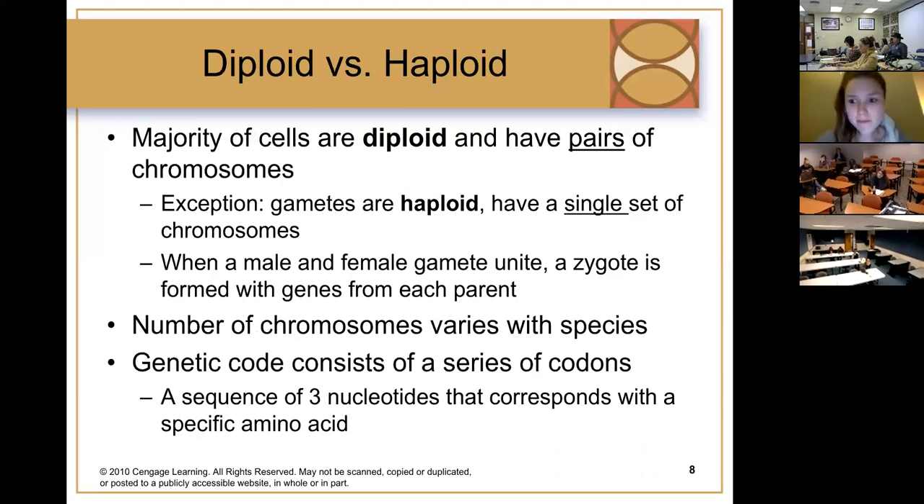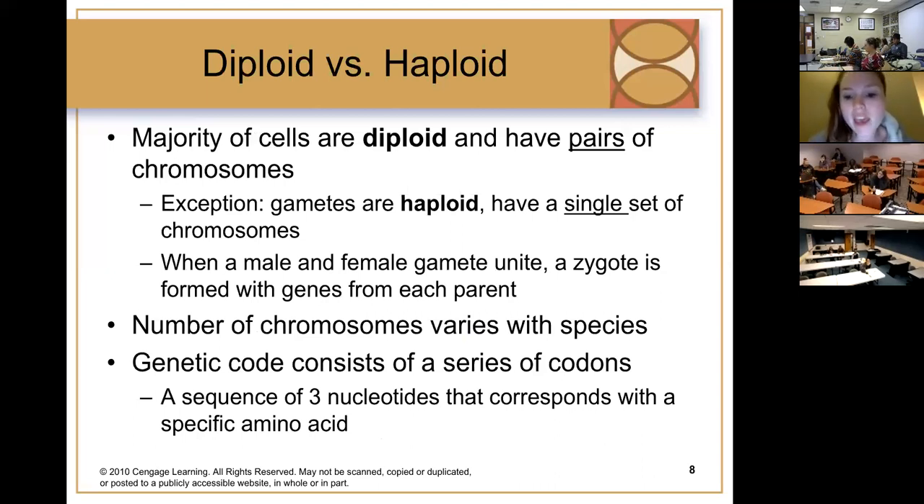And then an exception would be gametes, which are your sex cells. So those would be haploid, and they only have a single set. That's because in order to have a fetus, you need an egg and a sperm. Each of those has one, because when they join, they're going to form two. You don't want them to have two already, because that would cause problems. So that's why they're the exception to the rule, and they have one, because they're going to join.